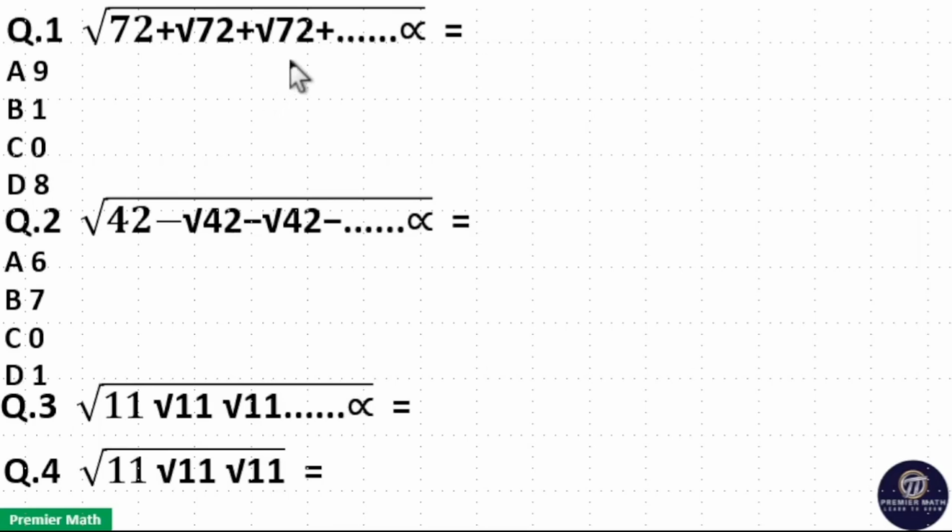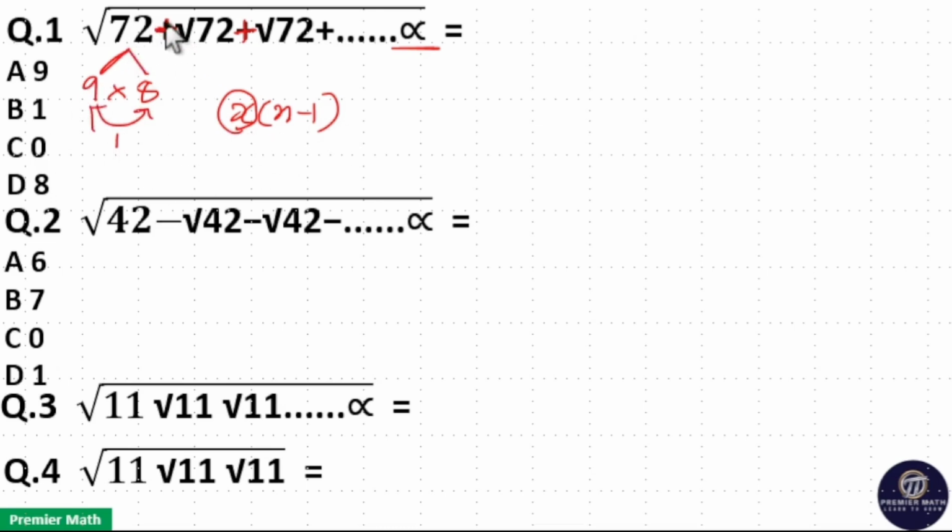Root 72 plus root 72 up to infinity. Whenever you have this kind of problem, just check whether the number can be factorized into x into x minus 1, and check whether you have positive or negative sign between the numbers. Here you have positive sign, then take the number as x. That is, here 72, I can factorize it into 9 into 8, and the difference between 9 and 8 is 1, which means I can factorize 72 into x into x minus 1.